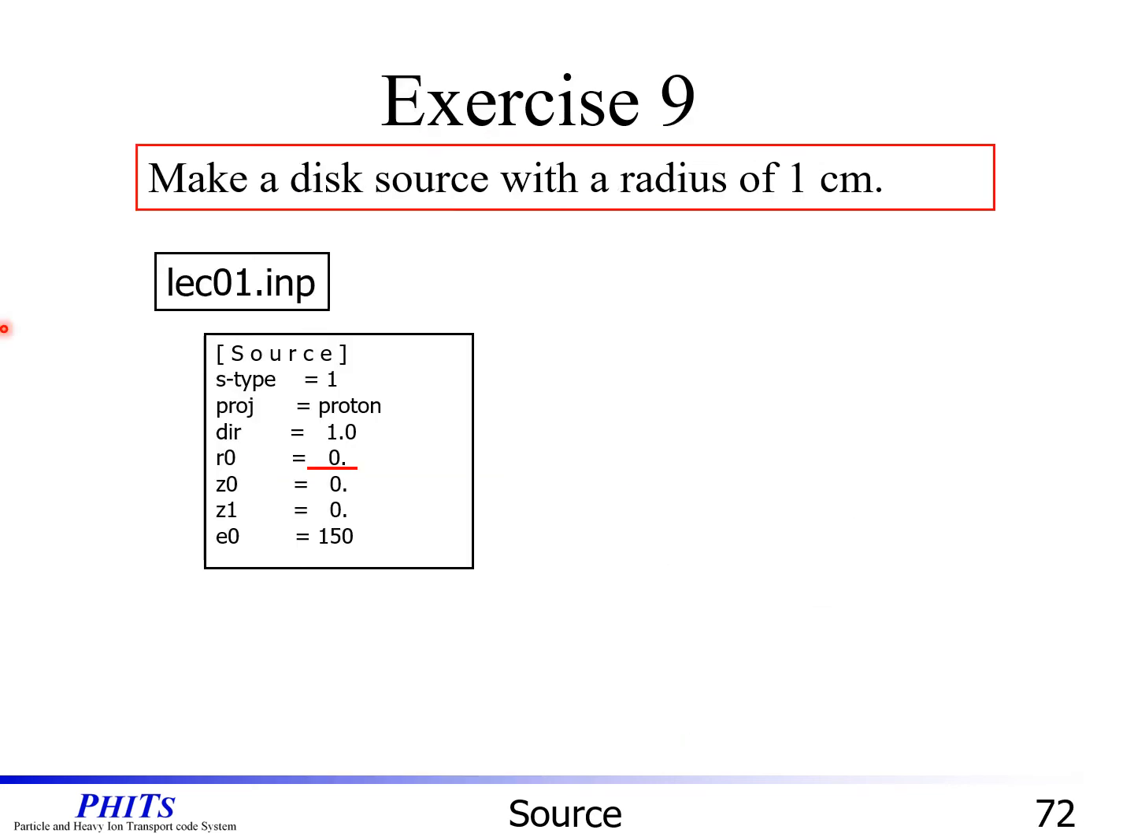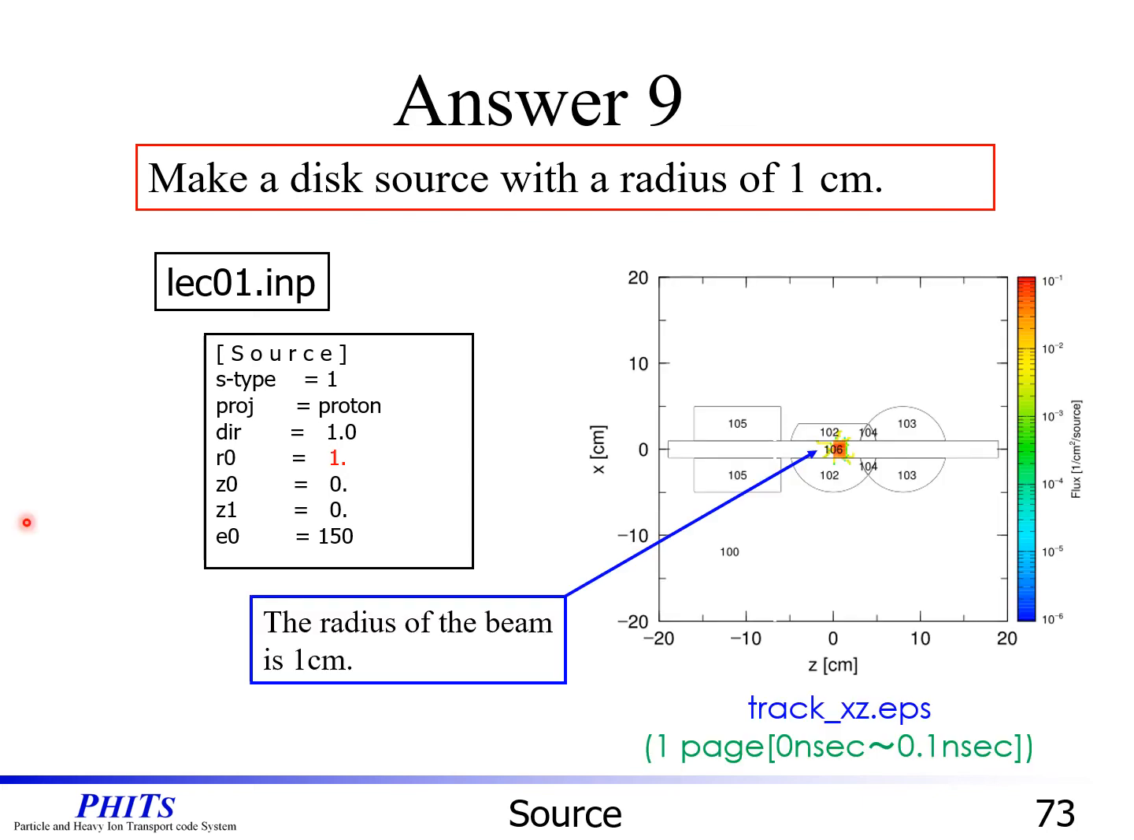Next, let's make a disk source with a radius of 1 centimeter. In this case, please change the R0 parameter. This is answer 9. By setting R0 equals 1, the width of the red beam was spread out. Because the radius is 1 centimeter, the width is 2 centimeters.